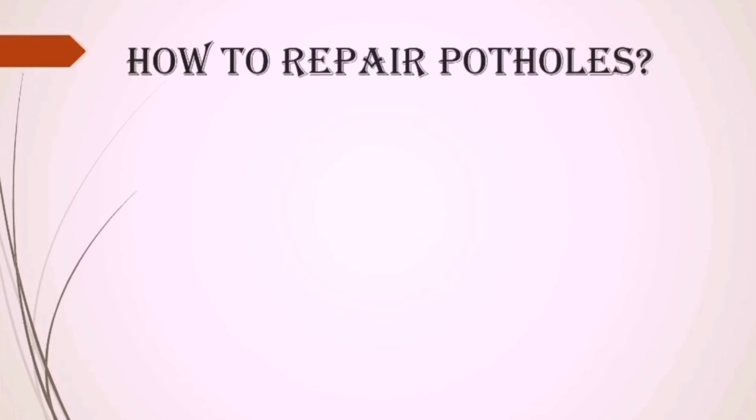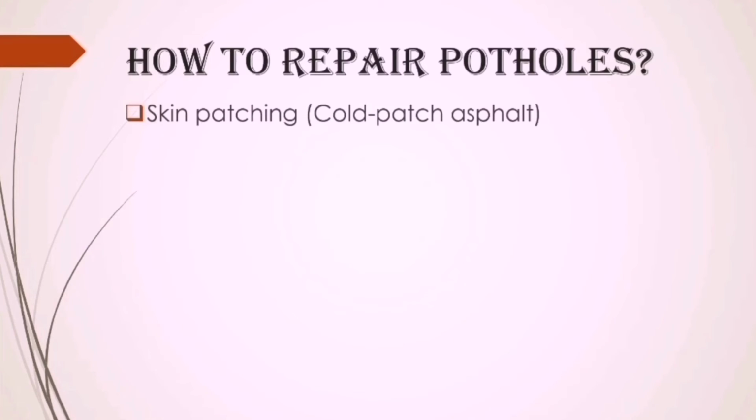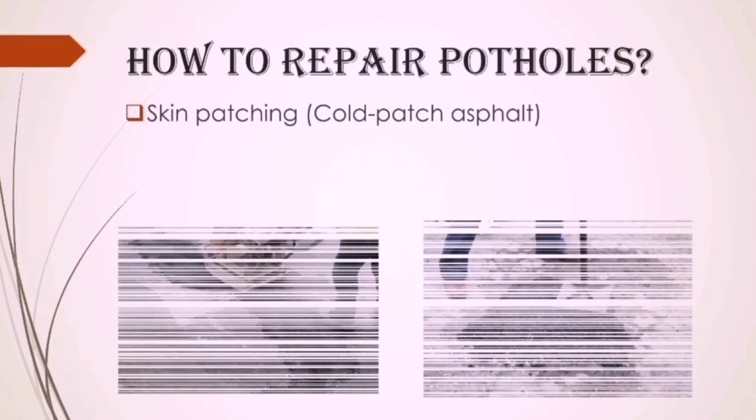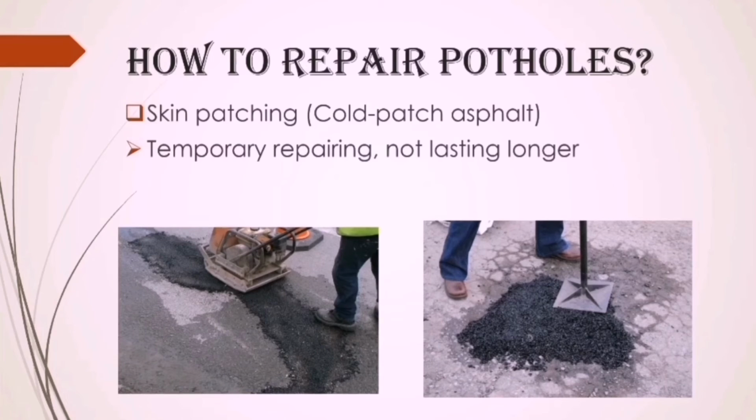Other than that, the pothole can be repaired by using skin patching, or we can call it cold patch asphalt. The cold patch asphalt is only for temporary repair of potholes, not lasting longer. It also requires a future permanent repair for a long-lasting road pavement.